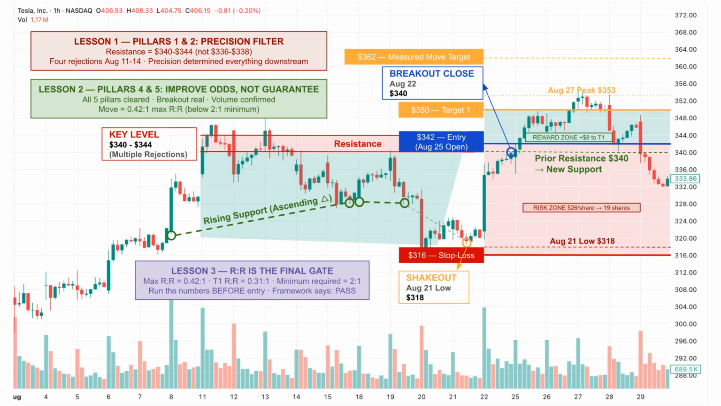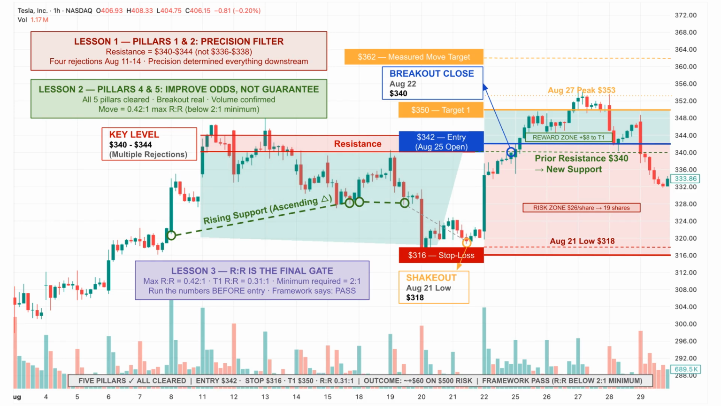Lesson 3. The RR calculation must be done before entry, every time. The breakout trading strategy concept introduced in our previous video is explicit: require a minimum 2-to-1 reward-to-risk ratio. On this trade, even at the peak of the move, the maximum achievable ratio was approximately 0.421. A trader running the numbers before entry would have either passed on the trade entirely or significantly reduced position size to limit exposure. The framework's purpose is not just to find setups, it is to protect capital by ensuring the risk is worth taking. The 5 pillars all cleared.